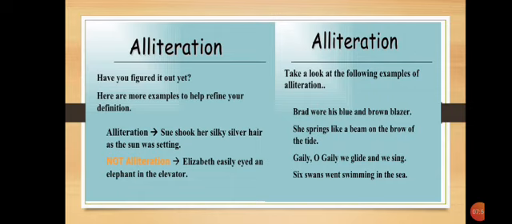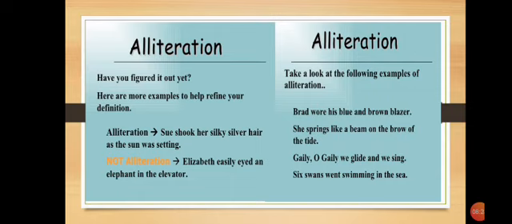In English language we have two sounds, consonant and vowel sounds, right? So when there is a consonant sound in the beginning of a few words in a sentence or in a line of a poem, which are the same, right? For example, Sue shook her silky silver hair as the sun was setting, right?